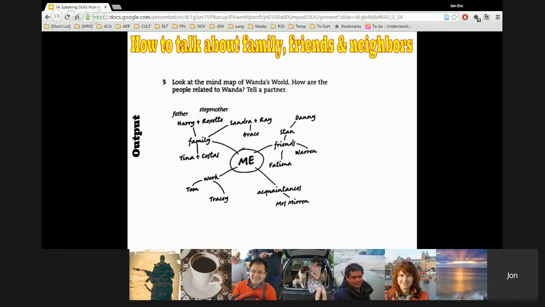Now, look at the mind map of Wanda's world. How are the people related to Wanda? I'm going to call out a name, and you tell me the relation. For example, if I call out Roxette, you say, that's Wanda's stepmother. If I call out Harry, you say, that's Wanda's father. You could also say it's Roxette's husband. So you can go always with Wanda, but you can also talk about them in relation to each other.